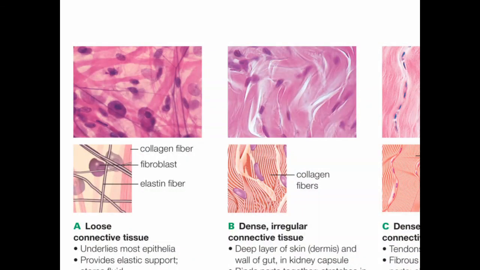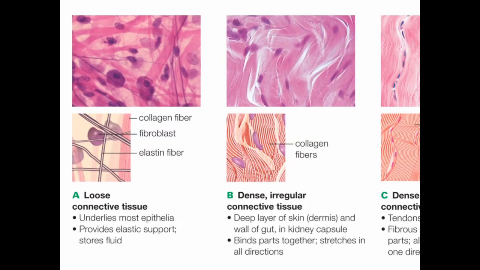So you have the loose connective tissues. As you can see in the image, this is the actual stained micrograph image of loose connective tissues. As you can see, the individual structures are actually quite loose. So what are these? These are your elastin fibers. The loose connective tissue underlies most epithelial tissues and provides elastic support. It can also store fluids.